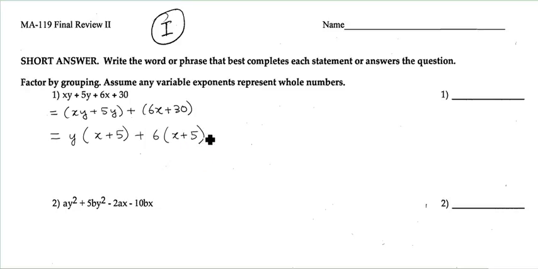Now, if I take a look at these two terms, both have x plus 5. So we can further factor out the x plus 5. So we will have x plus 5 times y plus 6. And that is how we handle this problem by grouping.